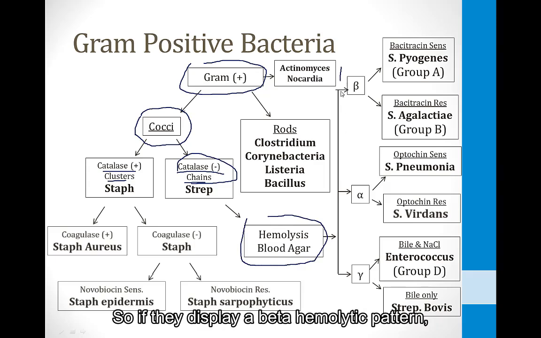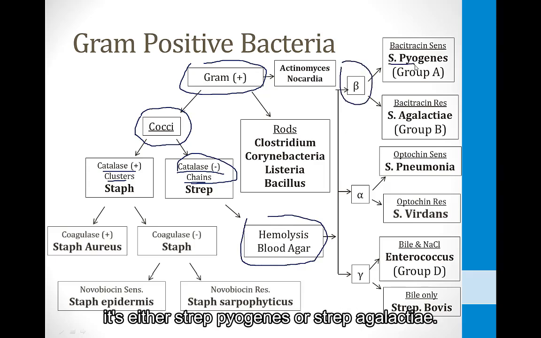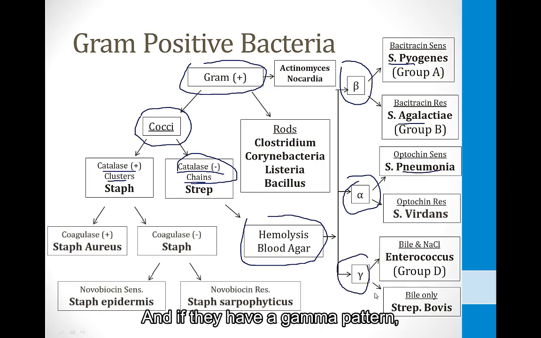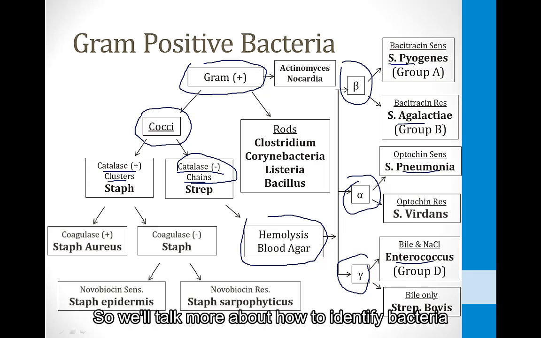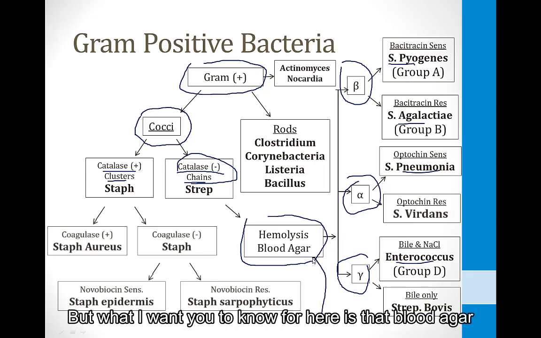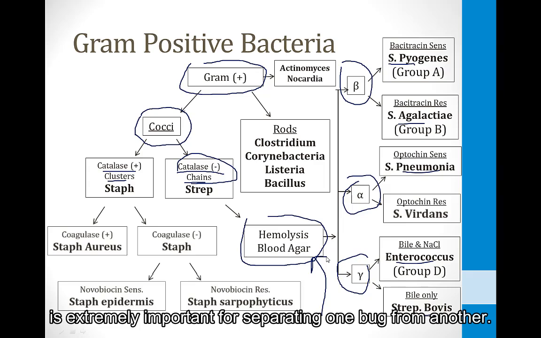So if they display a beta hemolytic pattern, it's either strep pyogenes or strep agalactiae. If they have an alpha pattern, it's strep pneumoniae or strep viridans. And if they have a gamma pattern, it's one of these down at the bottom. Usually it's Enterococcus, but rarely it's a bacteria called strep bovis. So we'll talk more about how to identify bacteria in another module, but what I want you to know for here is that blood agar is extremely important for separating one bug from another.